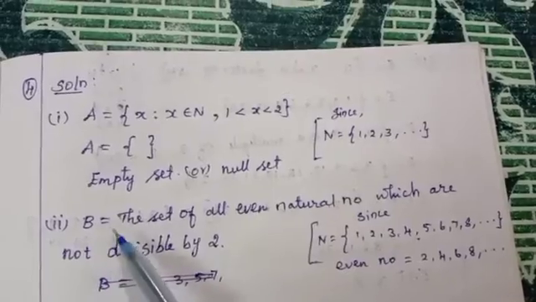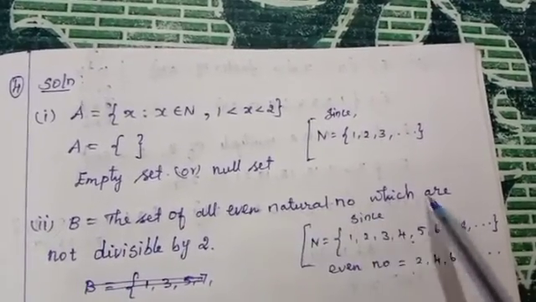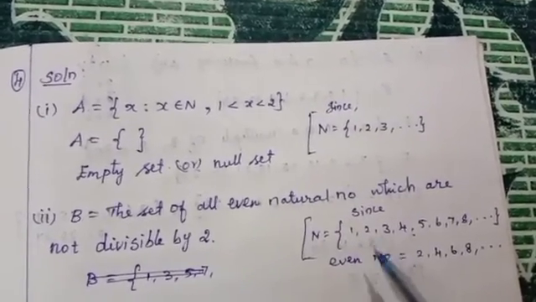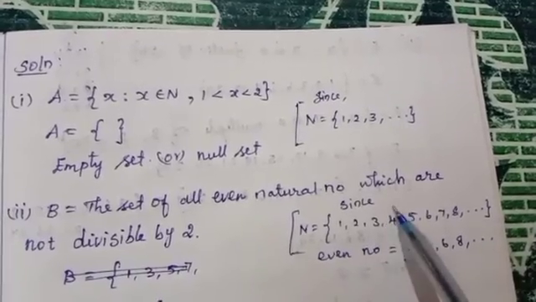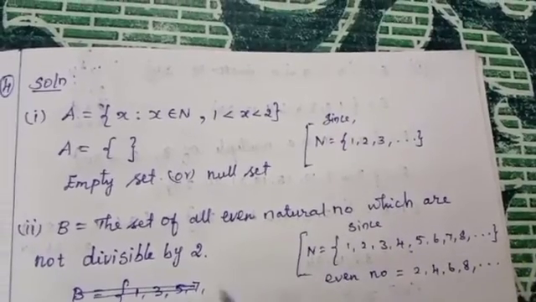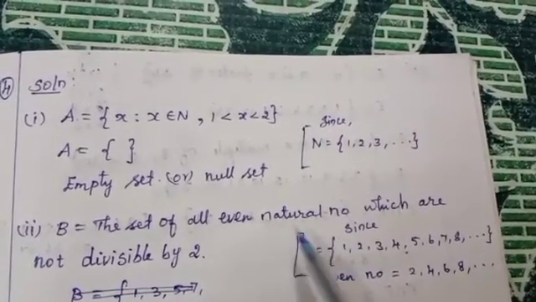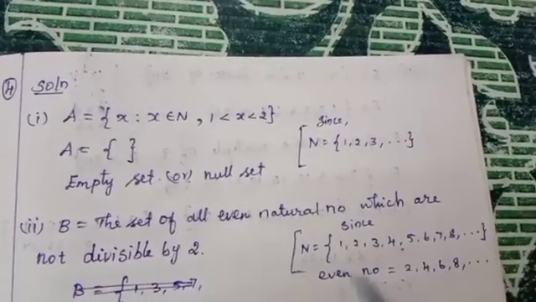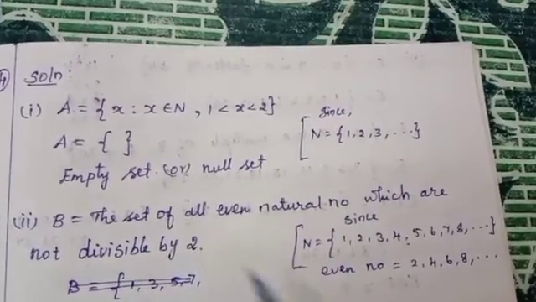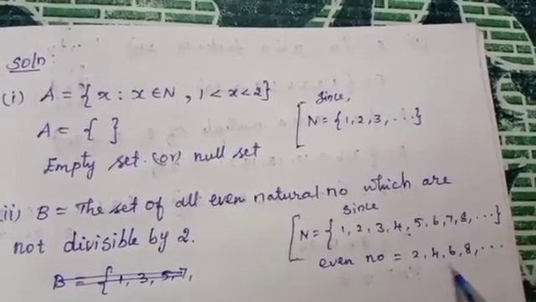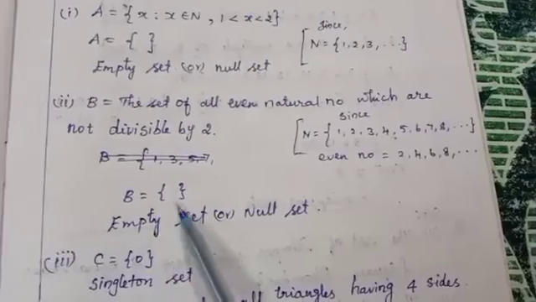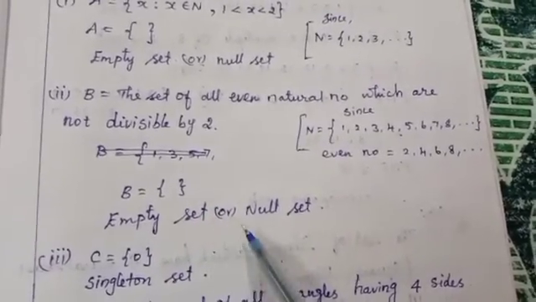Okay students? Yes, B is equal to the set of all even natural numbers which are not divisible by 2. Natural numbers start from 1. From these natural numbers, what are the even natural numbers? 2, 4, 6, 8, 10, etc. We need to select the even natural numbers which are not divisible by 2. All the even natural numbers are divisible by 2. So among even numbers, are there any not divisible by 2? No. So this is an empty set. B is equal to the empty set. So empty set or null set.